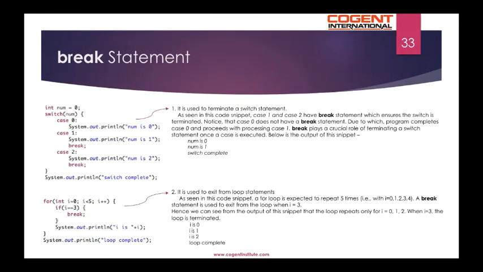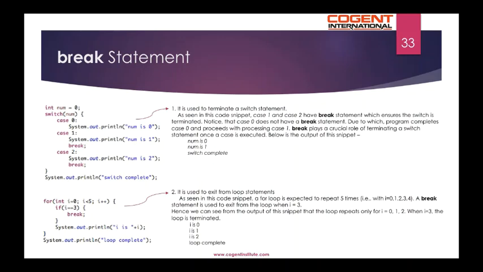So let's try to understand how a break is used by looking at these following code samples. In the first code snippet, break is used to terminate a switch statement. As seen in the code snippet, case 1 and case 2 have break statements, which ensures that the switch is terminated. Notice that case 0 does not have a break statement, due to which the program completes case 0 and proceeds with processing case 1. Break plays a crucial role of terminating a switch once a case is executed. Below is the output of this code snippet. Num is 0, num is 1, and switch complete.